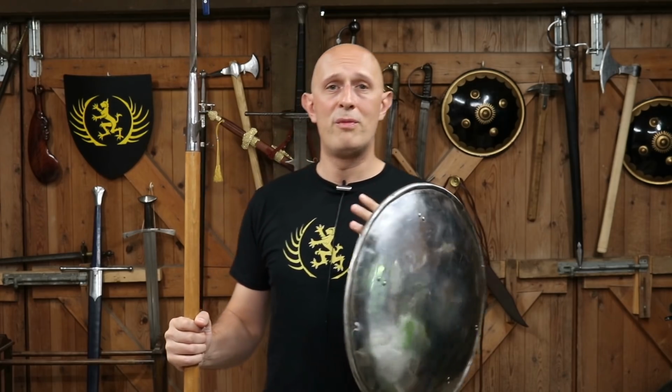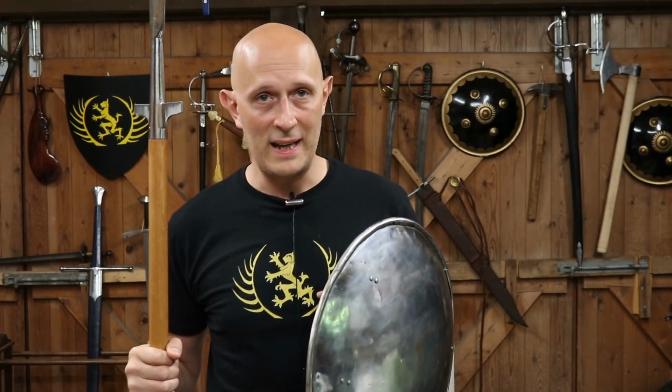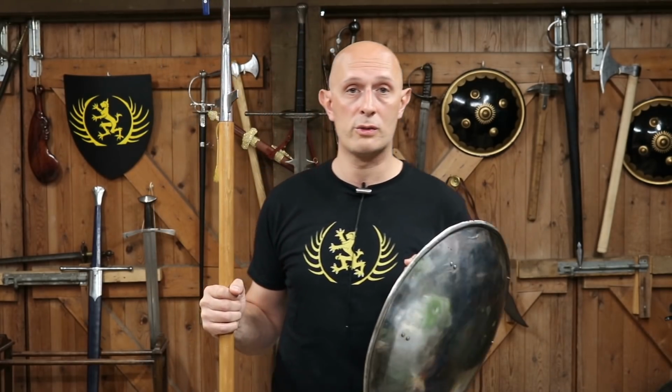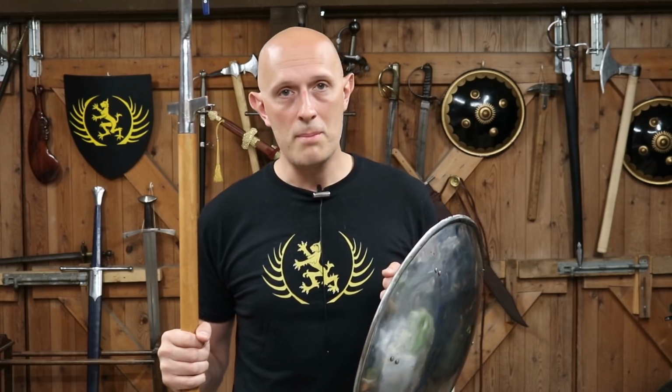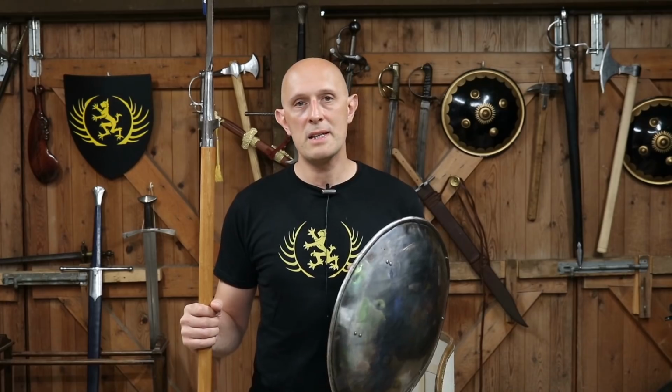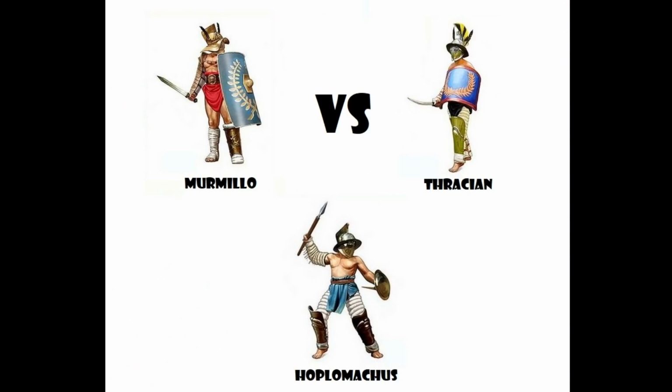Now there is another very important type of gladiator, a very popular type of gladiator we see in a lot of art, a lot of iconography, who is called the Hoplomachus. Now the Hoplomachus is a very, very interesting gladiator and different to the principal four we've just talked about, in the sense that the Hoplomachus was very often paired against the Mamilo and very often paired against the Thrax or Thracian.